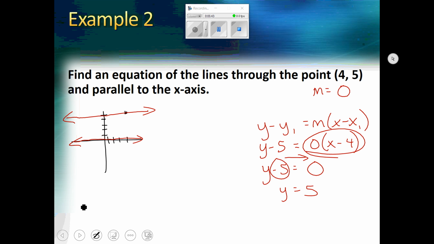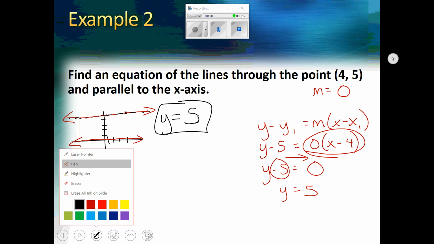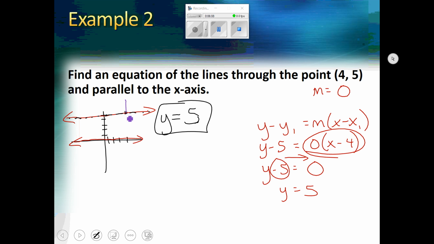So when it's a horizontal line, I always tell my 8th graders, you think x because it's horizontal, but it's actually going to be the opposite. You're going to use the variable y. And my question is where are we intersecting the y-axis? We are intersecting the y-axis at positive 5. So there's the equation.